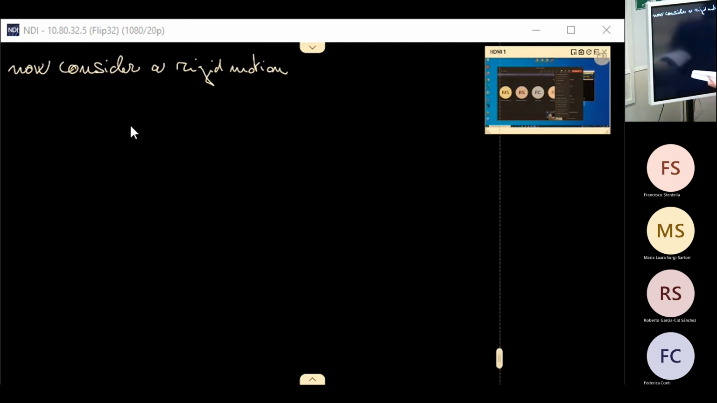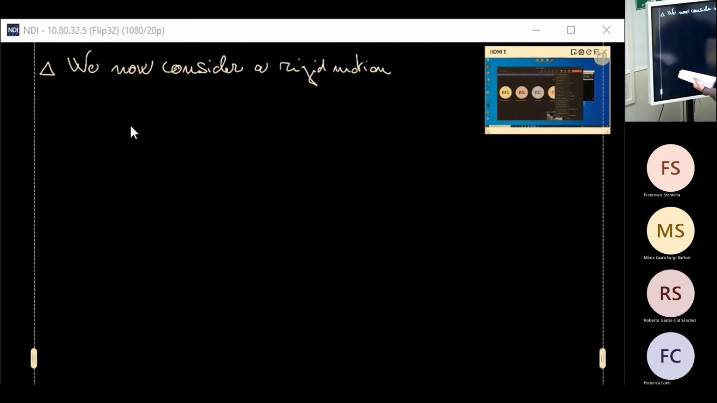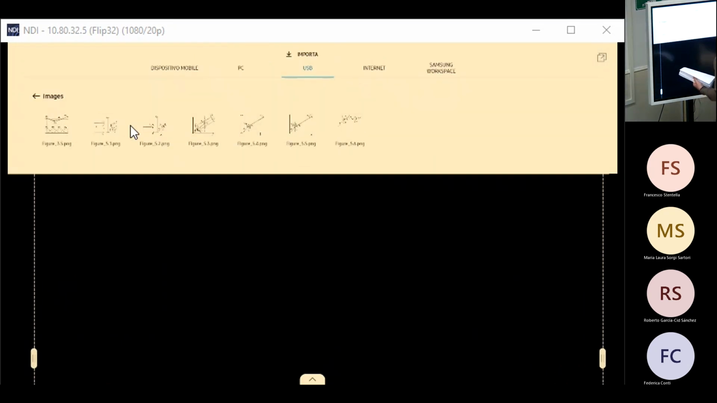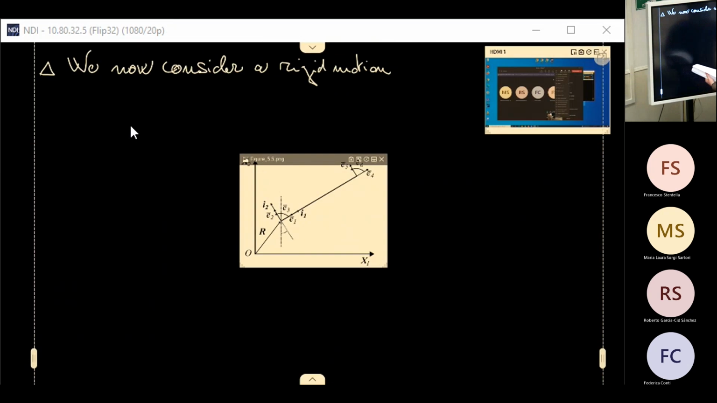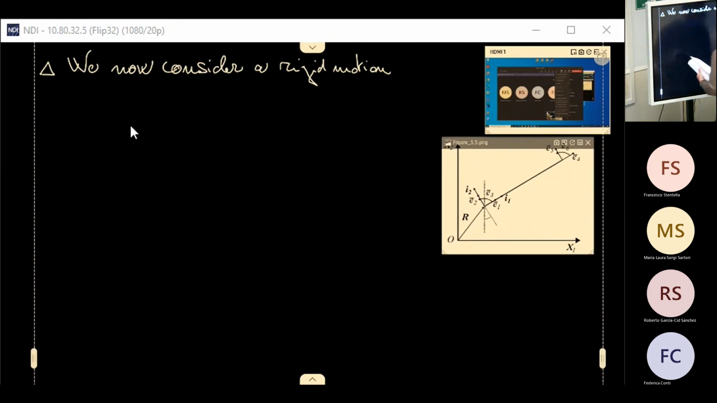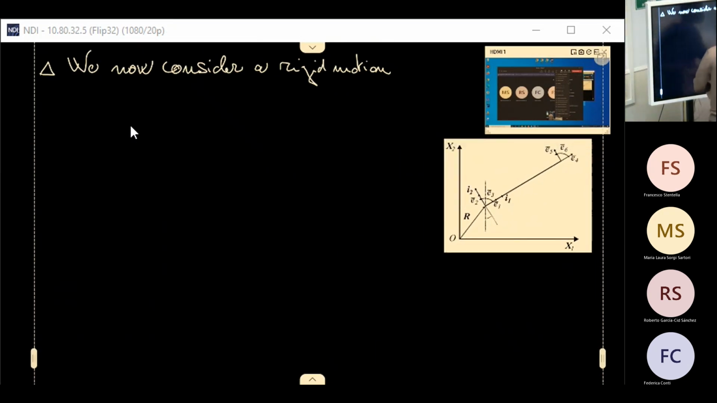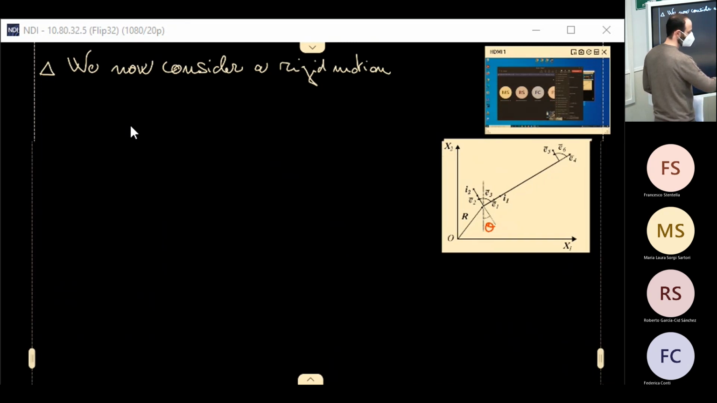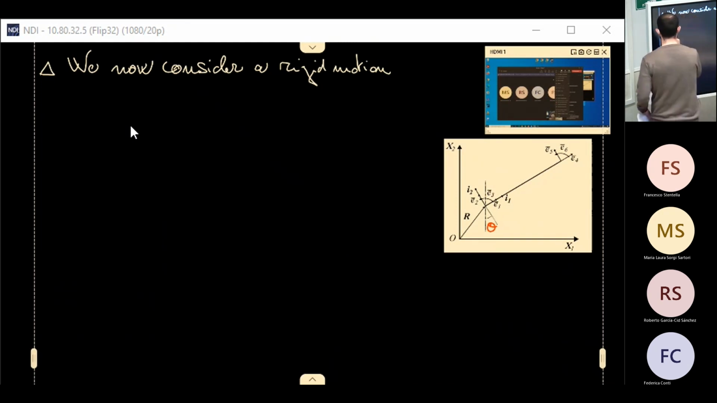Oops. So here we miss the theta. There's a mistake. Okay. So the same body, the same 1D element, but this time again a rigid motion. Let's see how to describe it.